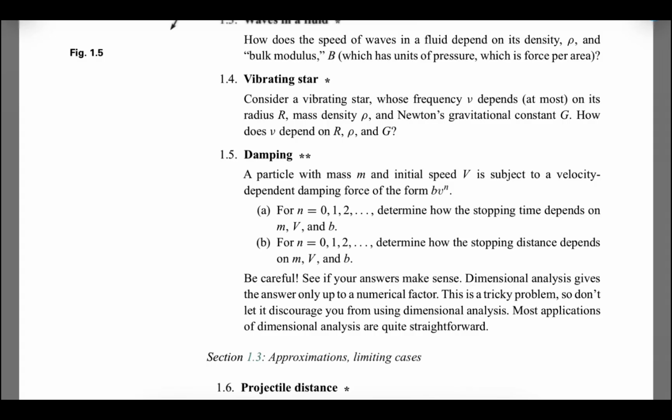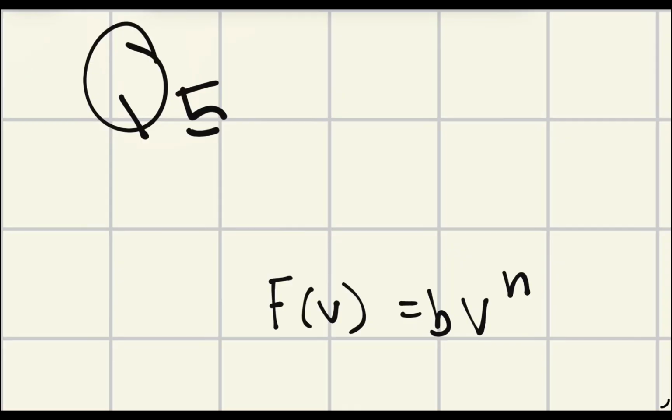So last question, 1.5, damping. A particle with mass m and initial speed v is subject to a velocity-dependent damping force of the form b times v to the power of n. A. For n equals 0, 1, 2, and so on, determine how the stopping time depends on m, v, and b. For problem B, all we do is determine how the stopping distance depends on the same things for the same n's. So this is definitely the hardest question of the set.